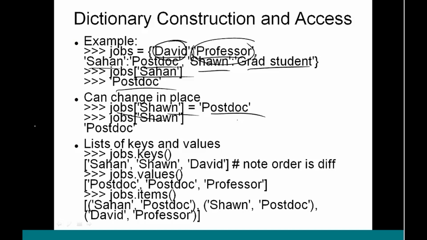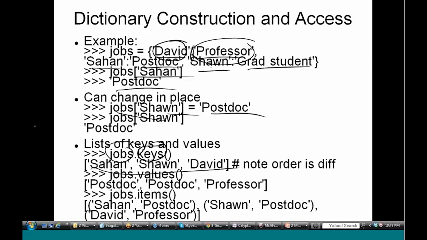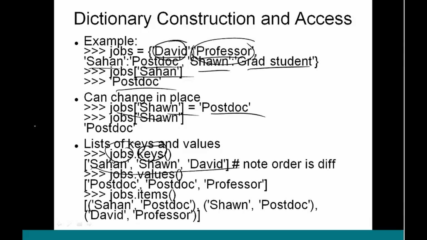And if you want the list of keys and values, we use the method keys. So for jobs dot keys, it prints the three keys. And if you notice, the order has changed. Originally our order was David, Sahan, and Sean. Now the new order is Sahan, Sean, and David.